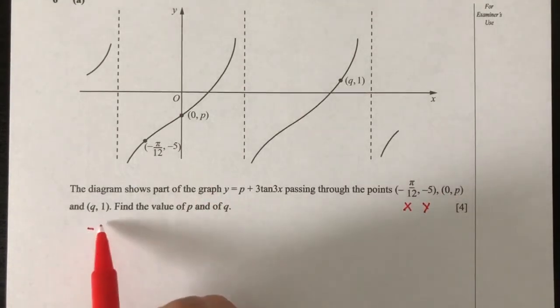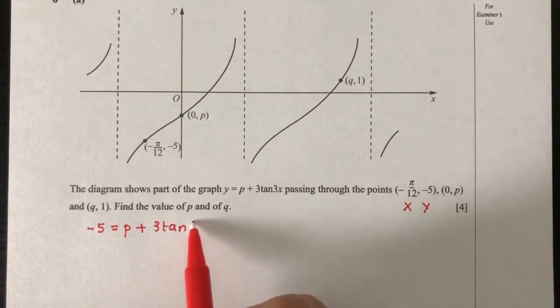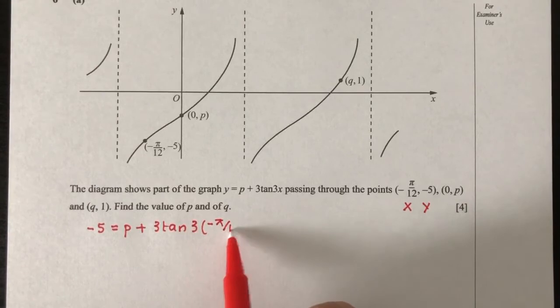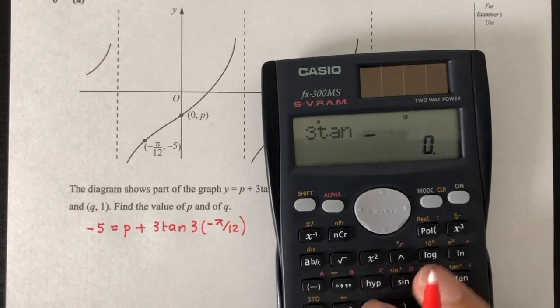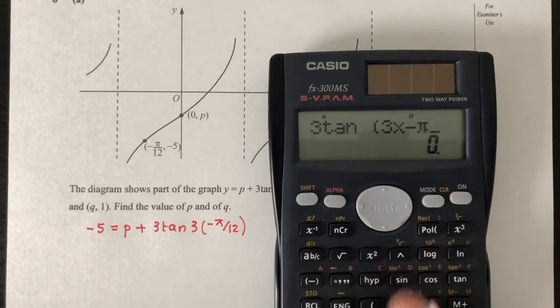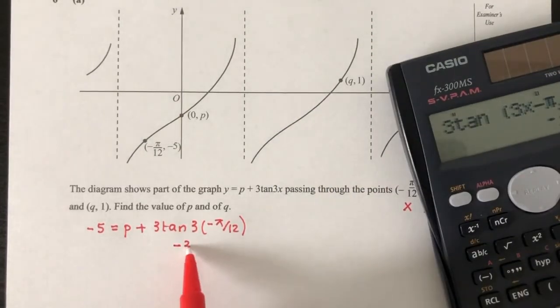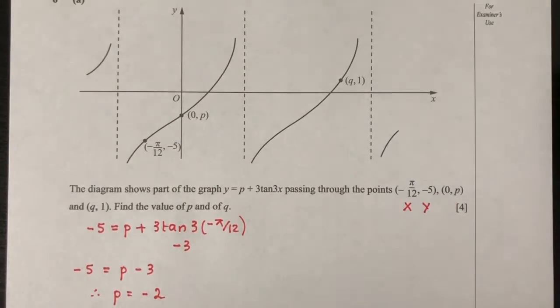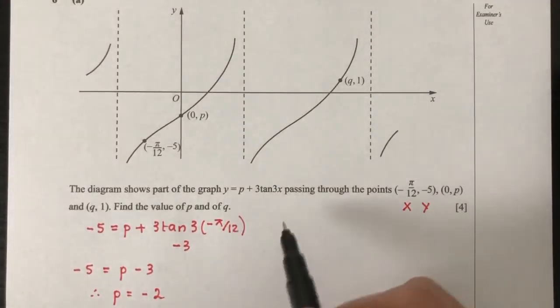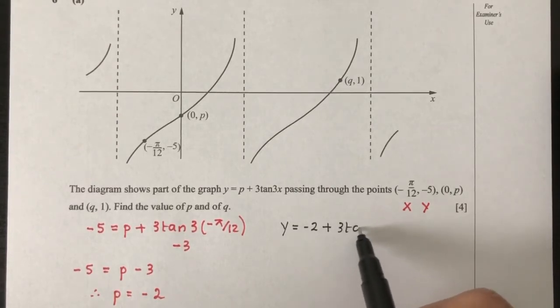Replace here, you will have minus 5 equal to P plus 3 tan of 3x minus pi over 12. So what is that value? 3 tan of 3 times minus pi over 12 will be minus 3. So we have minus 5 equal to P minus 3. So P will be equal to minus 2. That is the first value. Now your new equation will be y equal to minus 2 plus 3 tan 3x.